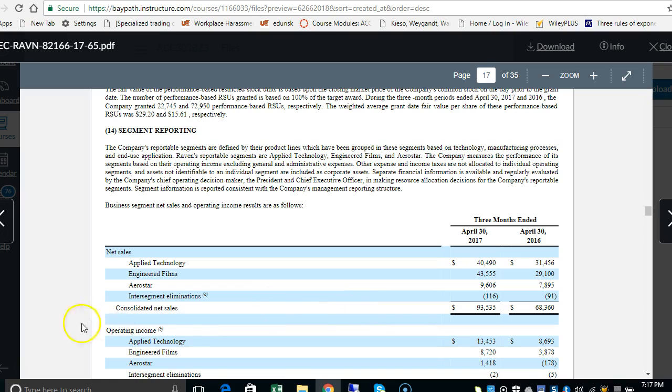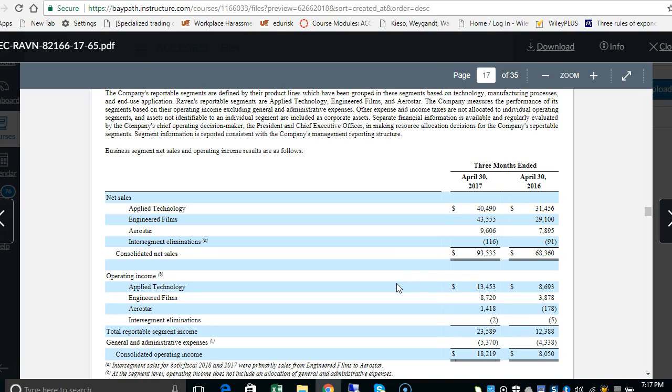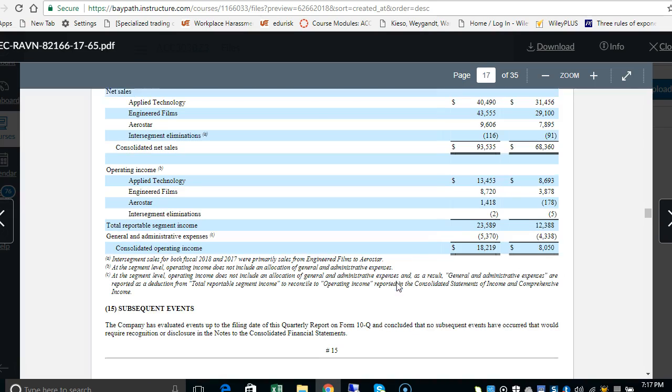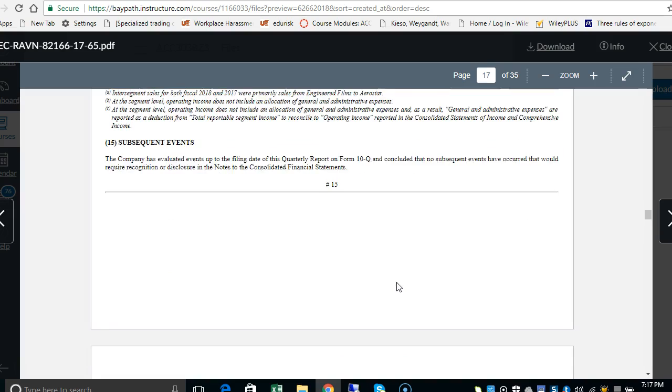Segment reporting is very important. This company has three basic business segments, and they talk about basically their financial statements for each segment.